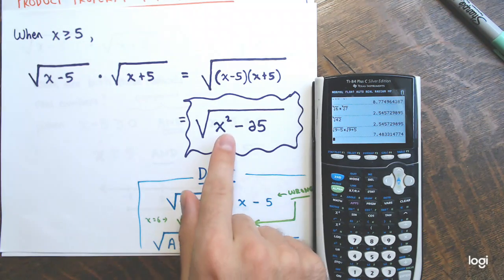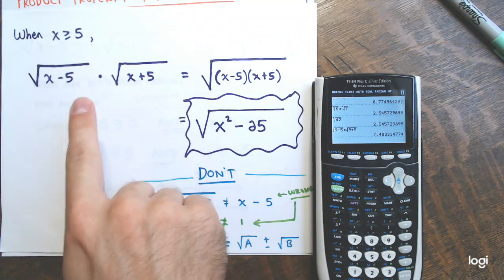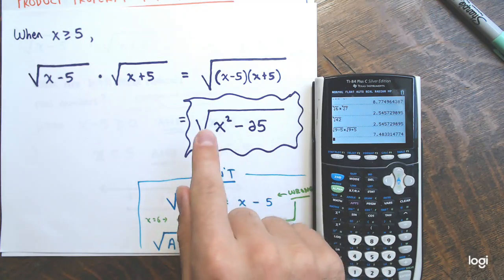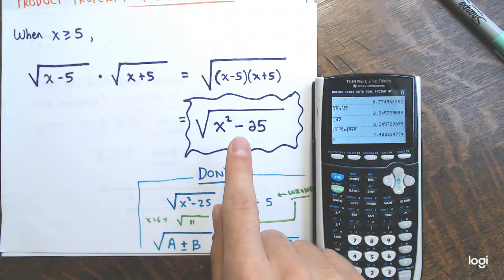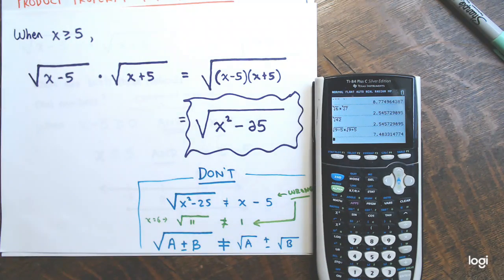All right, and let's see if the other side. So I plugged in 9 for x on the left side, these two here. Let's plug in 9 for x in what we said it was equal to, right? If these are truly equal, they should have the same value for any value of x I plug in that's greater than or equal to 5.